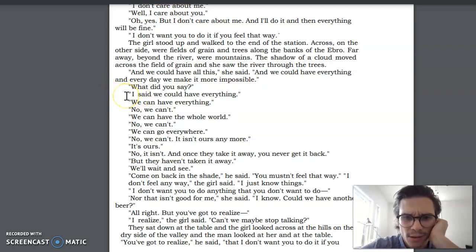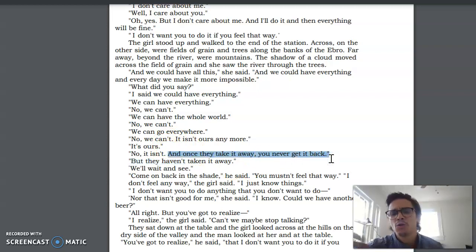What did you say? I said we could have everything. We can have everything. And she says, no, we can't. We can have the whole world. She says, no, we can't. We can go everywhere. No, we can't. It isn't ours anymore. It's ours. No, it isn't. And once they take it away, you never get it back.